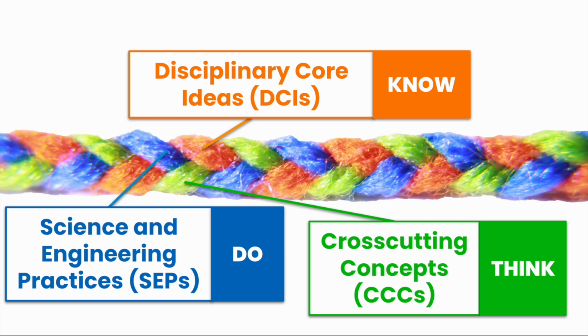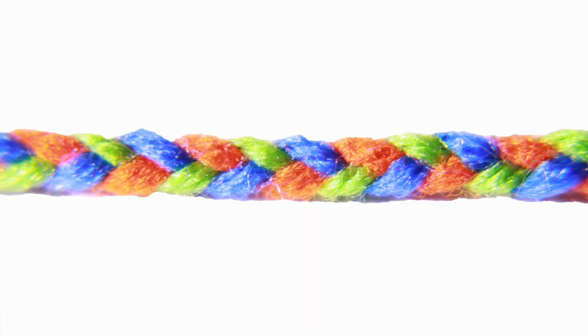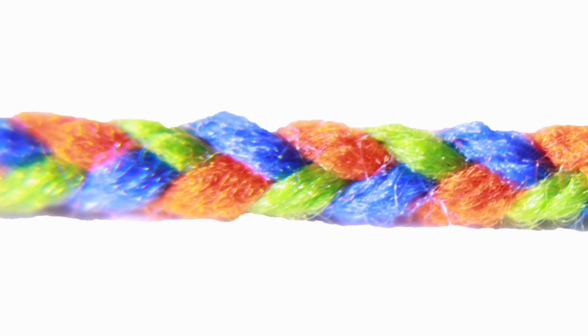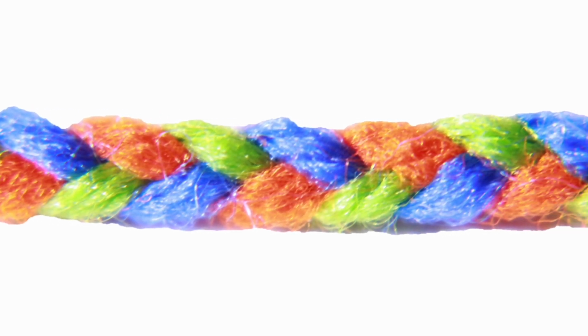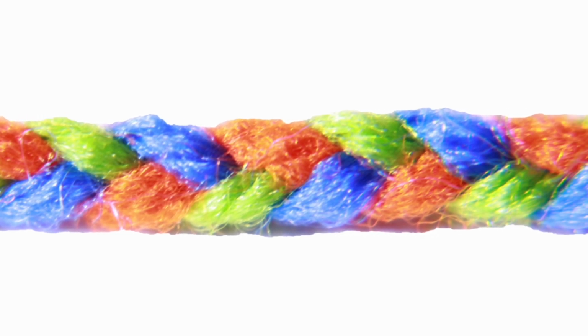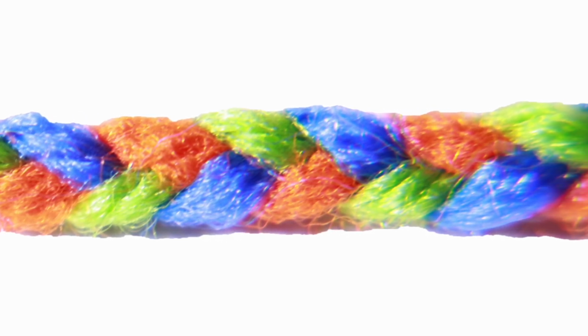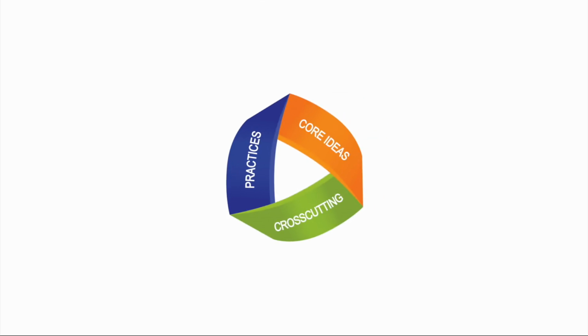The vision for how the dimensions work together in the classroom is often represented as a 3-stranded braided rope, always integrated together, and never taught in isolation from one another. In the braided rope model, the places where the 3 strands connect represent the nexus of the 3 dimensions.